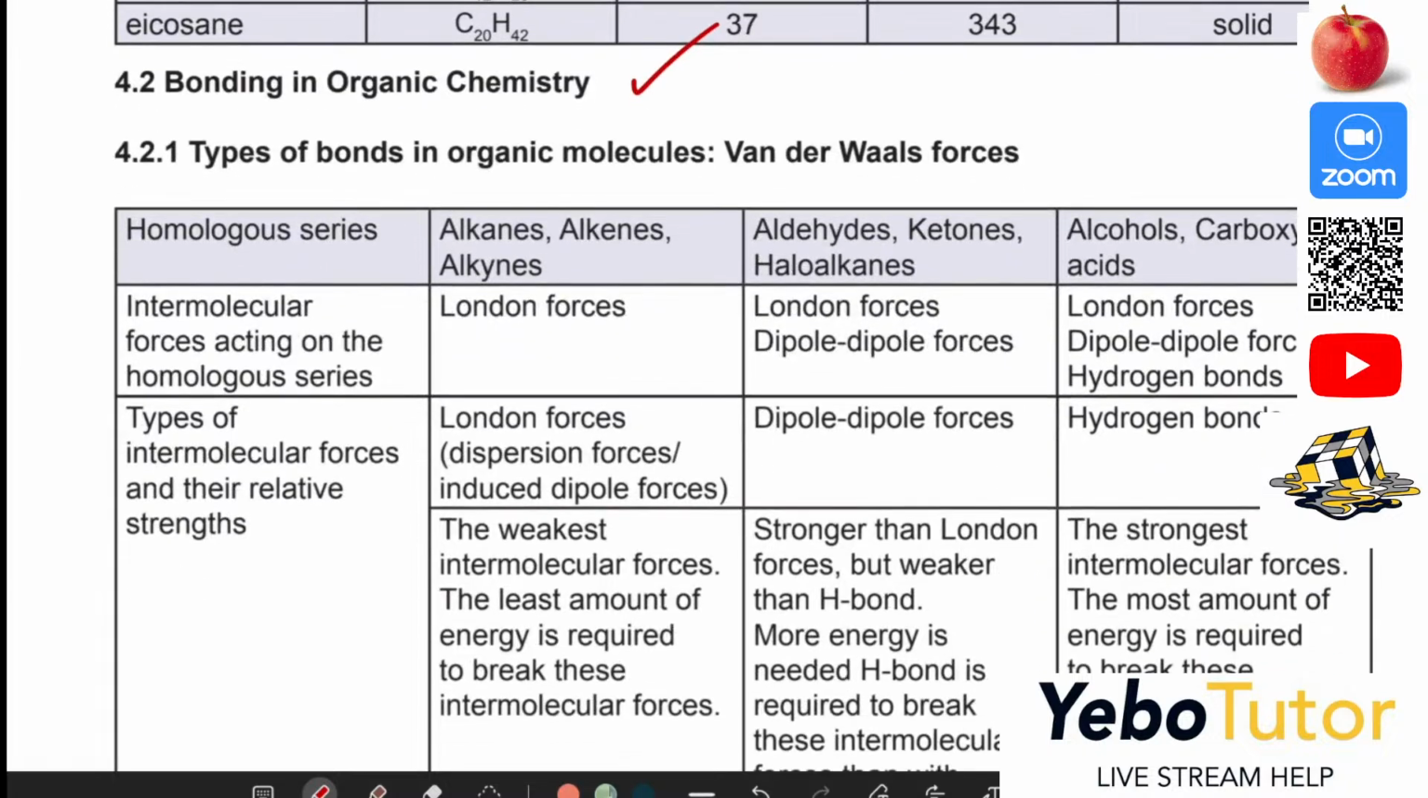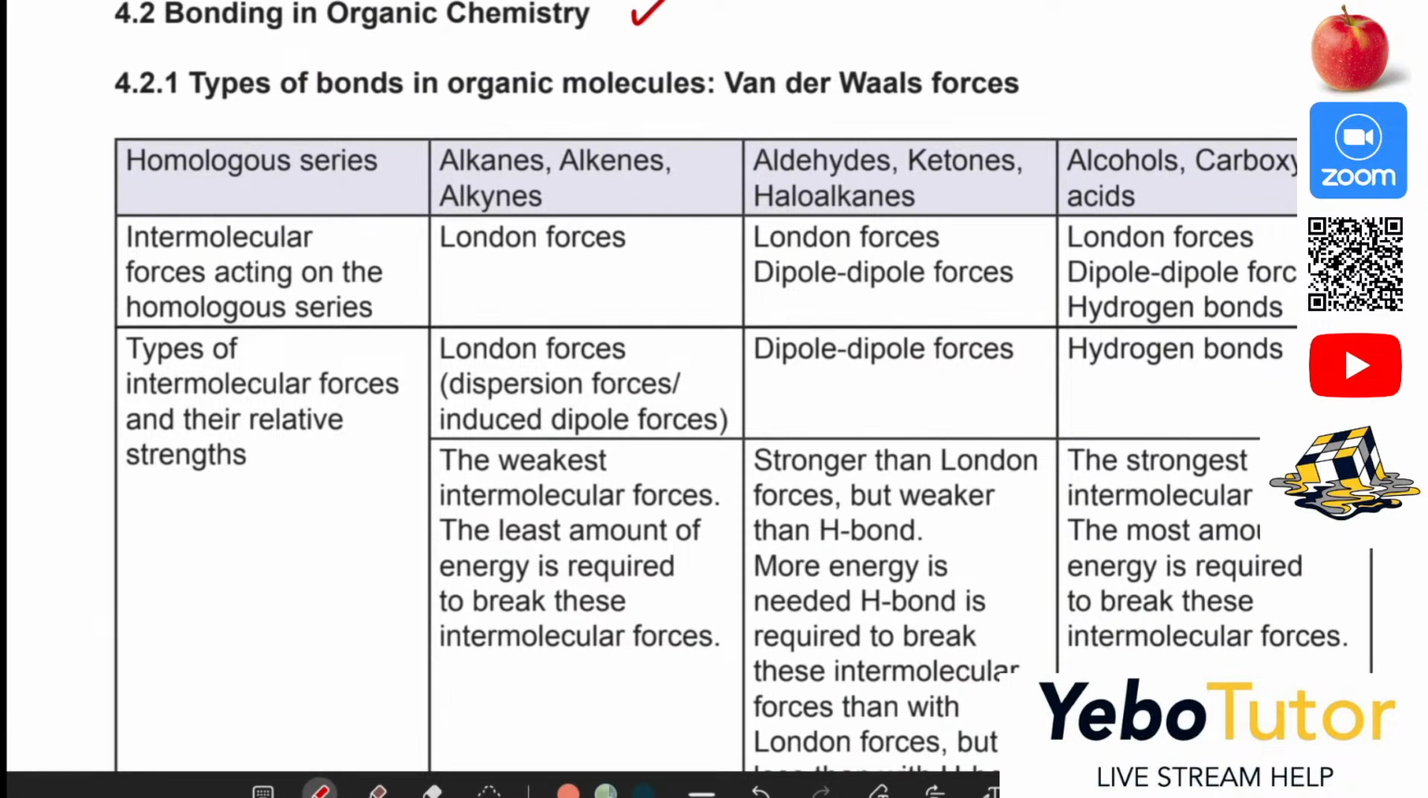we have different forces acting between organic molecules, which are called van der Waals forces. When we're looking at the homologous series, we also have different types of these forces acting depending on the specific homologous series. So when you're looking at our alkanes, our alkenes, our alkynes, our aldehydes, ketones, haloalkanes, alcohols as well as the carboxylic acids, we know that there are intermolecular forces acting on these homologous series.